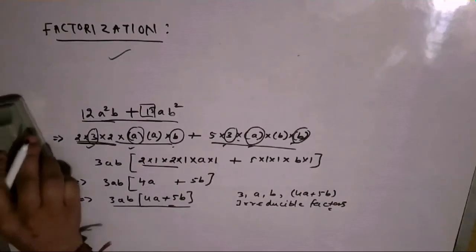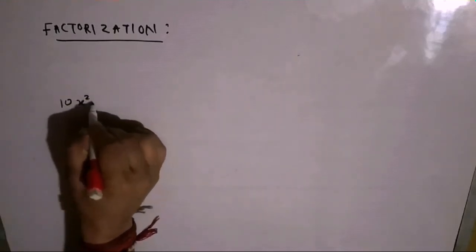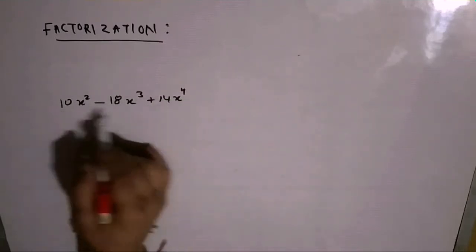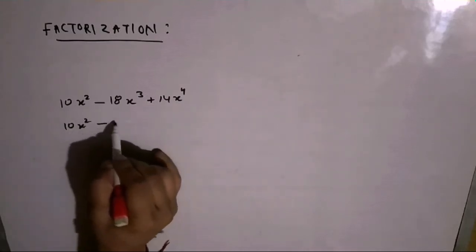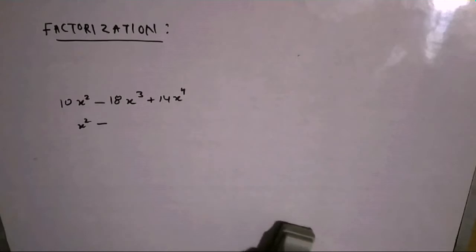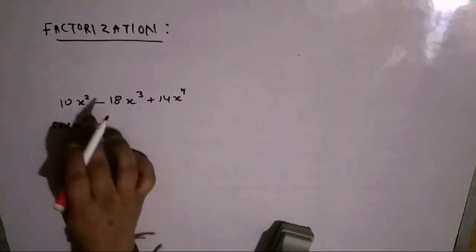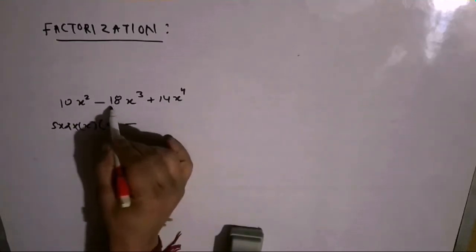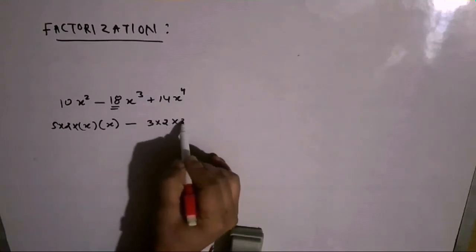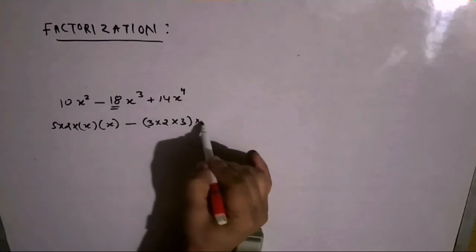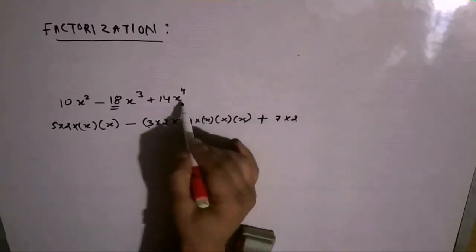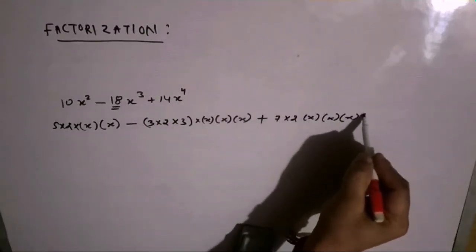So let us try to write another example. Suppose I'm taking 10x square minus 18x cube plus 14x power 4. In the same fashion, 10 can be written as 5 into 2, and x square can be written as x into x. 18 can be written in prime factors as 3 into 3 into 2, and x is 3 times, so x into x into x. And 14 can be written as 7 into 2, and x is 4 times, so that is x, x, x, and x.